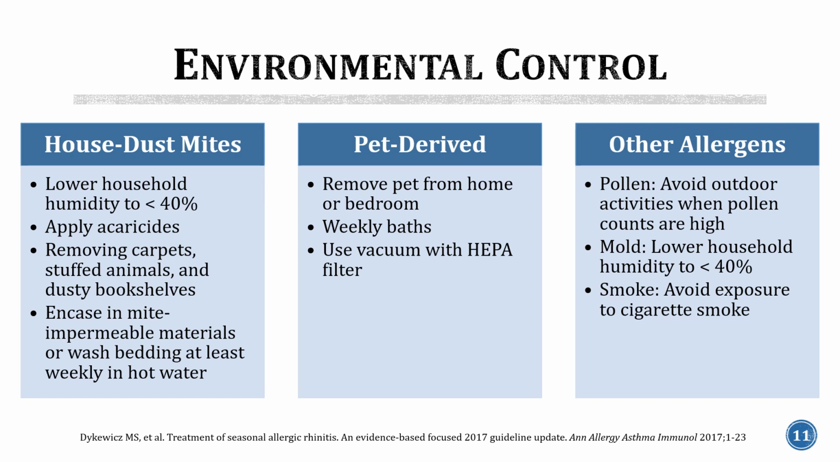The environmental control we're going to use in patients depends on their allergen. So on this slide, you can see some of the techniques to remove each type of allergen. For house dust mites, you can lower household humidity to 40% or less, or apply acaricides. If there's carpet, that should be removed. Furniture should be upholstered. Stuffed animals should be removed. And dusty bookshelves have to be cleaned. Mattress should be encased in mite impermeable materials, or else the bedding should be washed in hot water, so 130 degrees Fahrenheit, at least weekly.